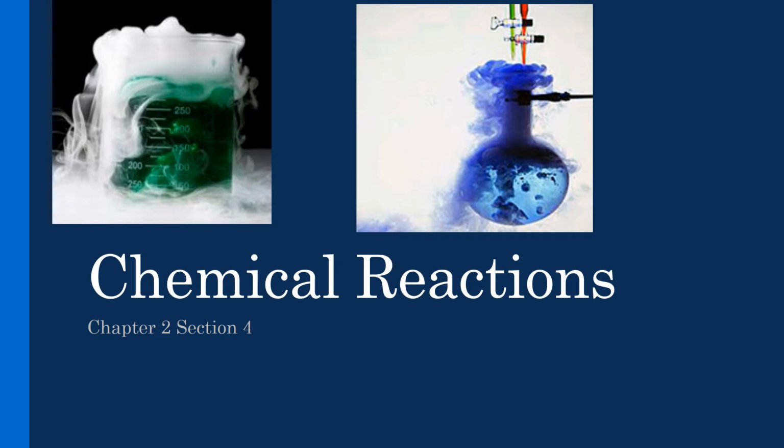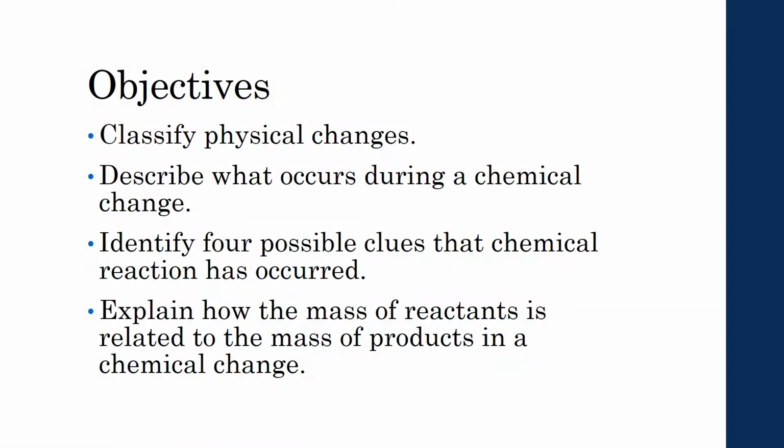Today we're going to talk about chemical reactions. This is chapter 2, section 4. So these are your objectives for today. Classify physical changes, describe what occurs during chemical change, identify 4 possible clues a chemical reaction has occurred, and explain how the mass of reactants is related to the mass of products in a chemical change.